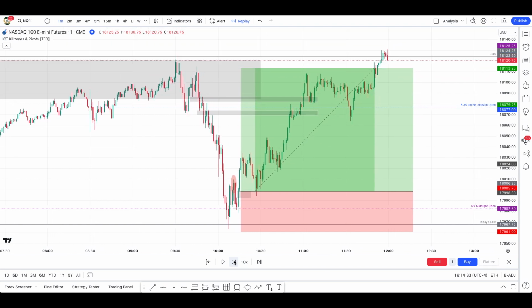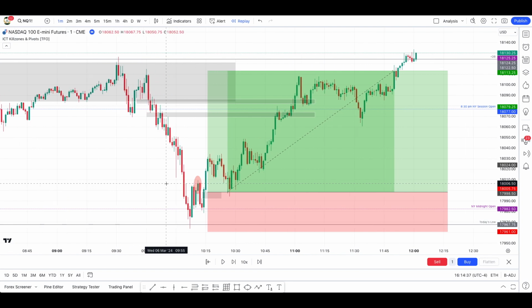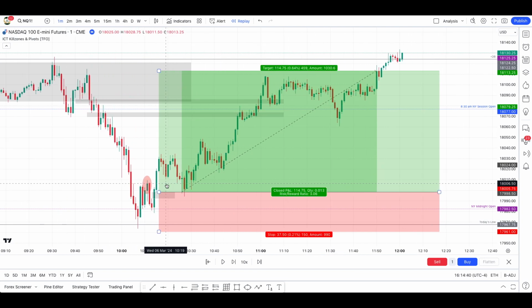And there you go, take profit. Of course, I knew that it would go to a take profit. I can show you the screenshot of the Discord member that caught it, but beautiful trade here.